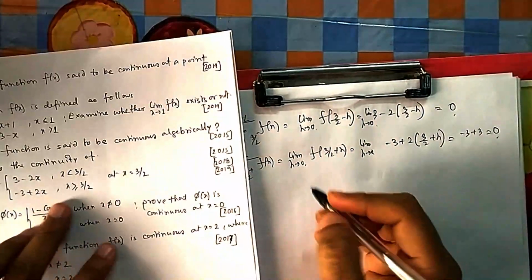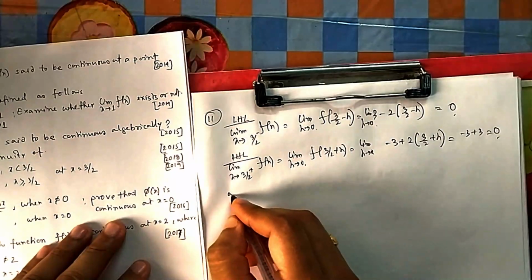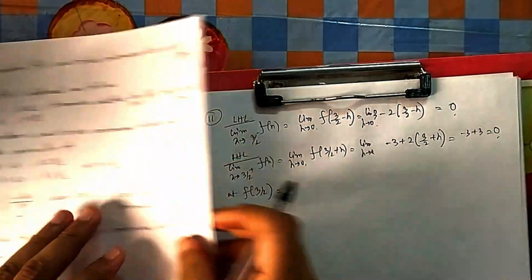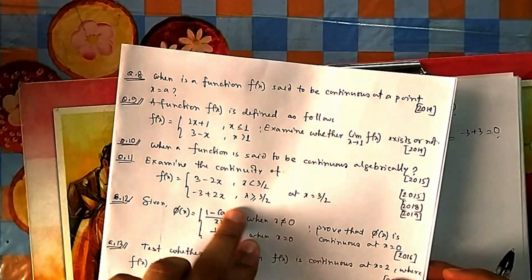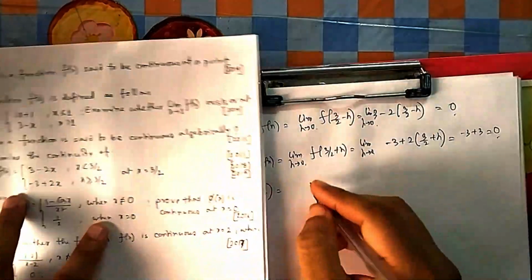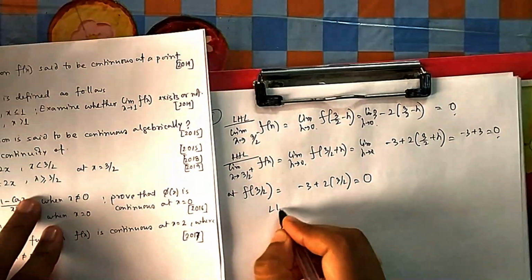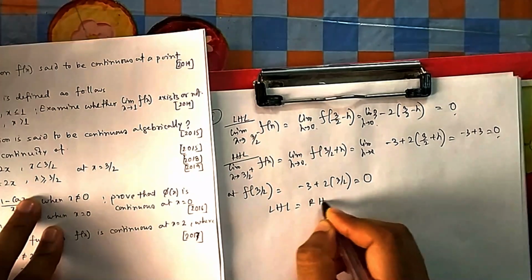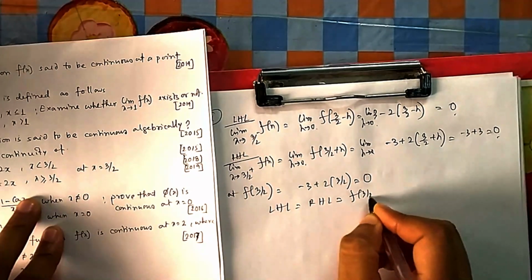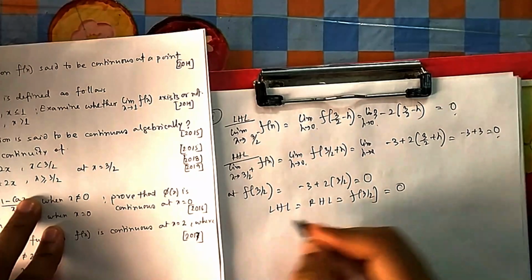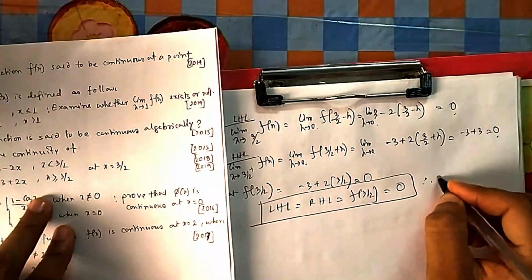So again it is 0. So your LHL, and at 3 by 2, what is the value of f(3/2)? At x equal to 3 by 2, you will be using this one. They have given at x equal to 3 by 2 to use this one. This is also 0. So your LHL, RHL is equal to f of 3 by 2, which are all equal to 0. So therefore it is continuous.